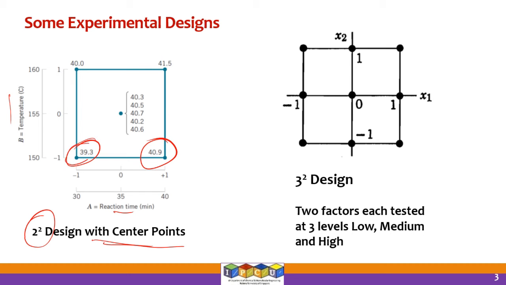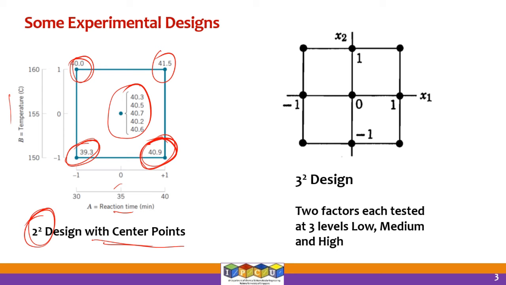So you have one experiment done at low reaction time and low temperature, one experiment done at high reaction time and high temperature, and the other two combinations, low reaction time and high temperature, and high reaction time and low temperature. So these are the typical 2 to the power of 2 design. And to augment those four experiments, this experimenter has done 5 experiments at the center point. That means at 0, 0, when both A and B are at their mid levels.